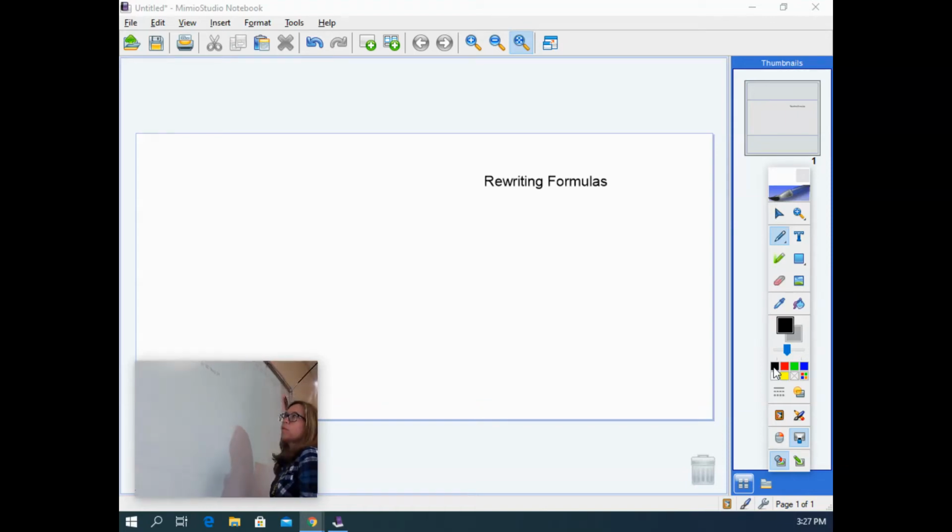Okay, guys, we are on the last section of chapter 1. We're going to be doing section 1.5, and it's about rewriting formulas and solving literal equations. So the first thing I want to go over is that most of you already know some formulas that you learned a long time ago. The first one I want to show you is area.